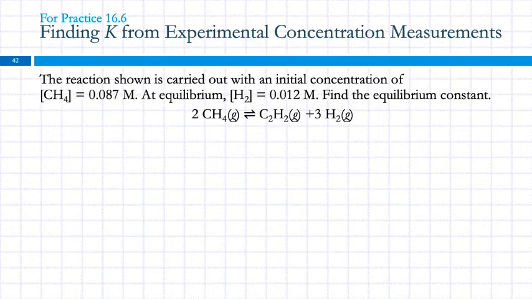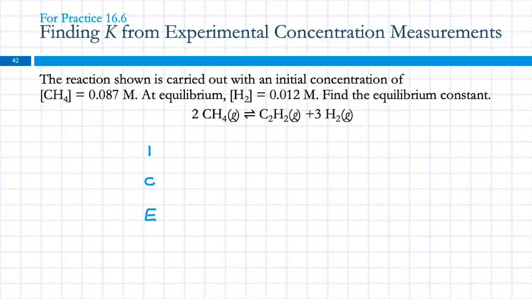9.4. The reaction shown is carried out with an initial concentration of CH4 equal to 0.087. At equilibrium, the H2 concentration is 0.012. Find the equilibrium constant. So, ICE: initial, change, equilibrium. I'm going to take the numbers that they gave me and put them in the appropriate places.